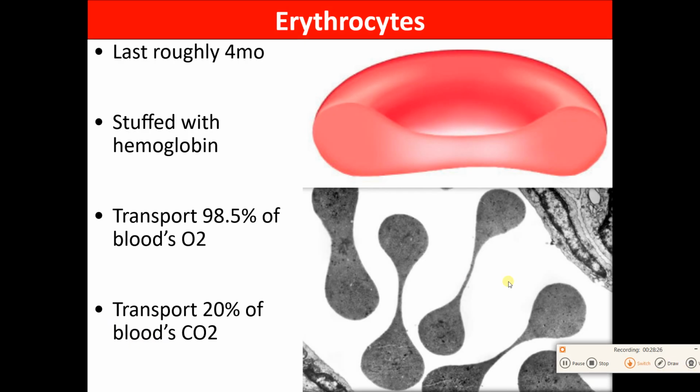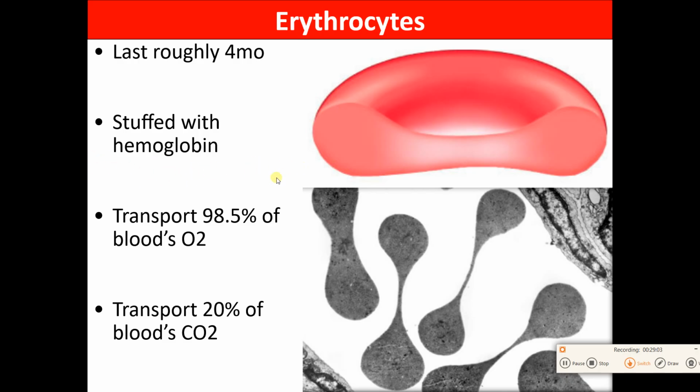Okay, so red blood cells last roughly 4 months before they die. They can't divide to make new ones because they're anucleate. They can't repair themselves because they lack a nucleus and they lack organelles. So there's the downside of this lack of nucleus and organelles. An upside is there is a lot of space in these guys. And that space can be filled with a protein called hemoglobin.